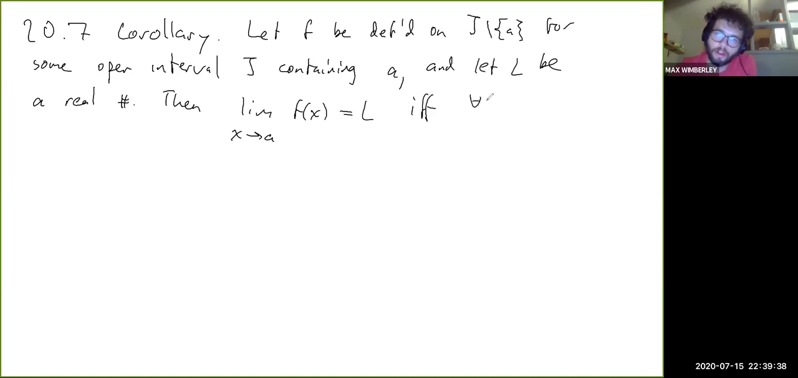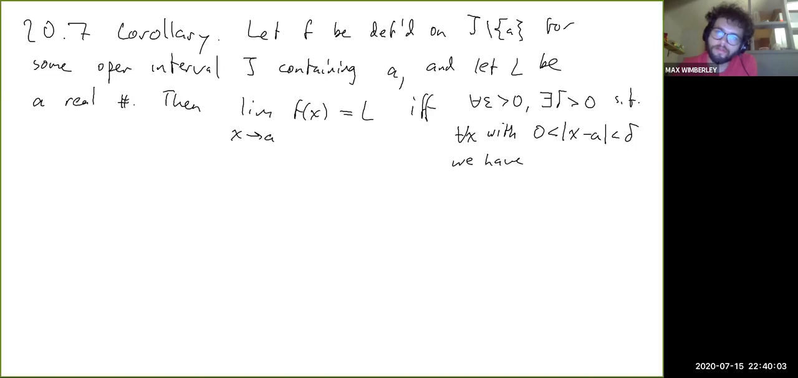For all epsilon greater than zero, there exists a delta greater than zero such that for all x with zero less than absolute value of x minus a less than delta, we have absolute value of f of x minus L is less than epsilon.